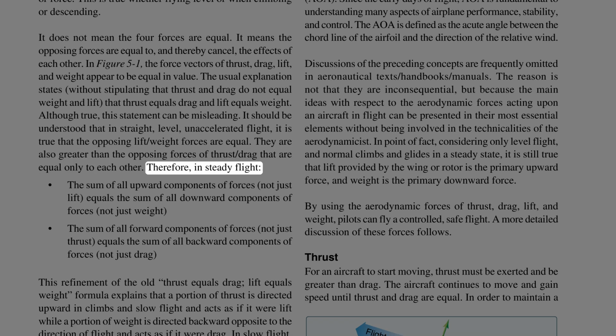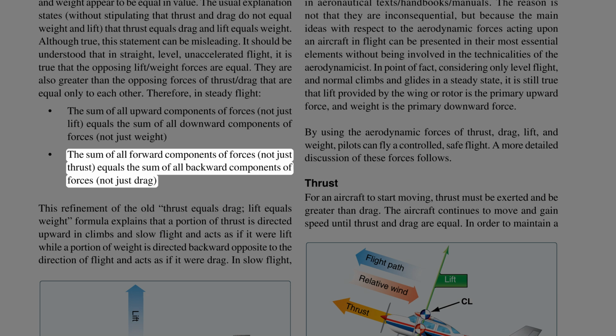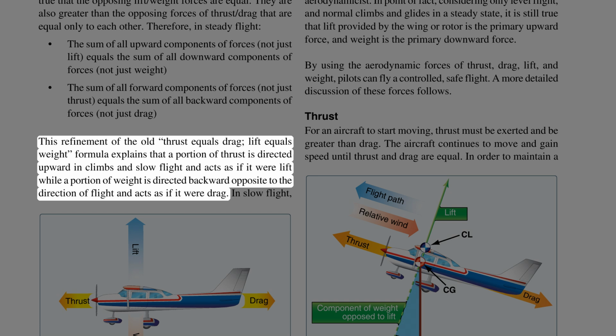Therefore, in steady flight, the sum of all upward components of forces, not just lift, equals the sum of all downward components of forces, not just weight. The sum of all forward components of forces, not just thrust, equals the sum of all backward components of forces, not just drag. This refinement of the old, thrust equals drag, lift equals weight, formula explains that a portion of thrust is directed upward in climbs and slow flight and acts as if it were lift, while a portion of weight is directed backward opposite to the direction of flight and acts as if it were drag.